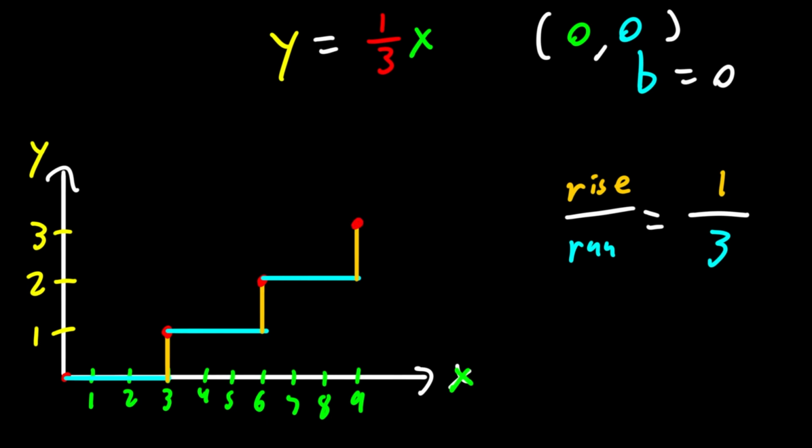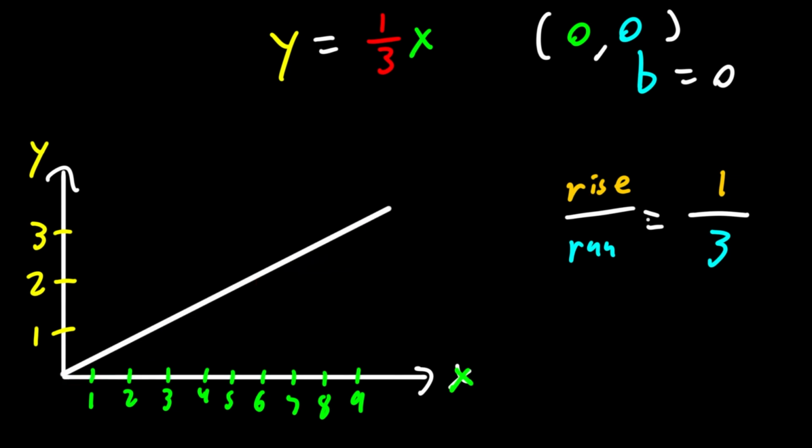And now let's connect the dots. And now to top it off, we're going to draw an arrow to show that it goes on forever. So this is how you can draw more strange looking graphs. And now let's do one more thing. Let's check our work.